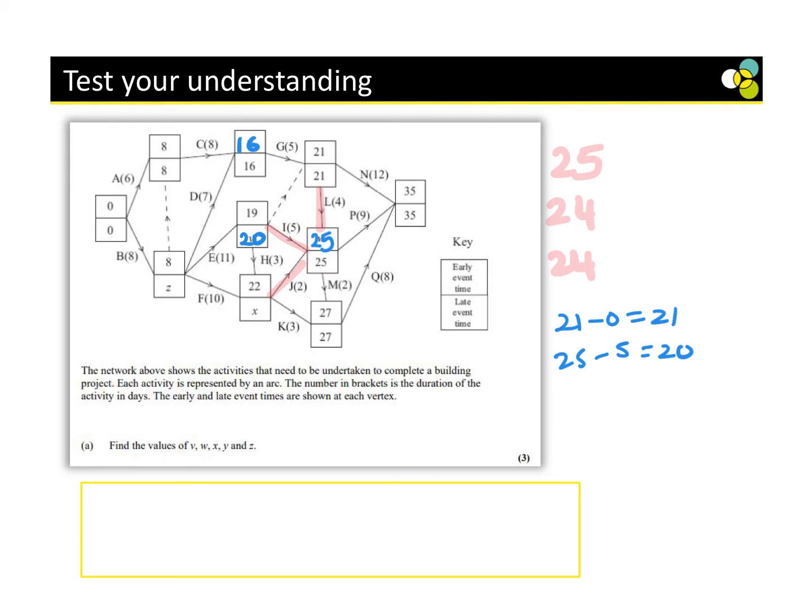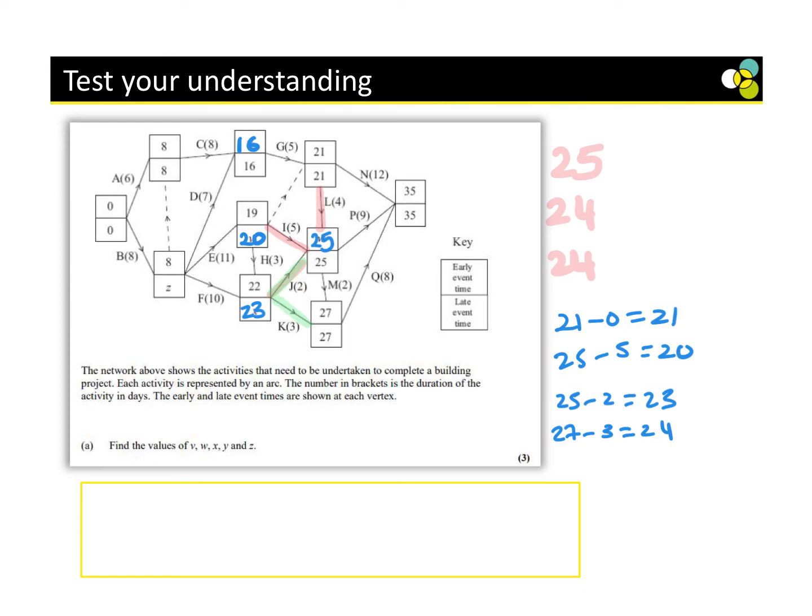Now, into X. Remember, if we're going backwards and we're going into X, we've just got this one and this one. The top one is coming into X. We're going backwards. Brilliant. So, we're going to have 25 minus 2 is 23. 27 minus 3 is 24. Which one is the smallest? 23. So there we go.